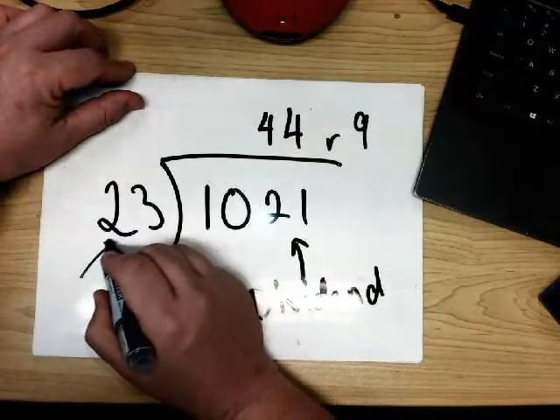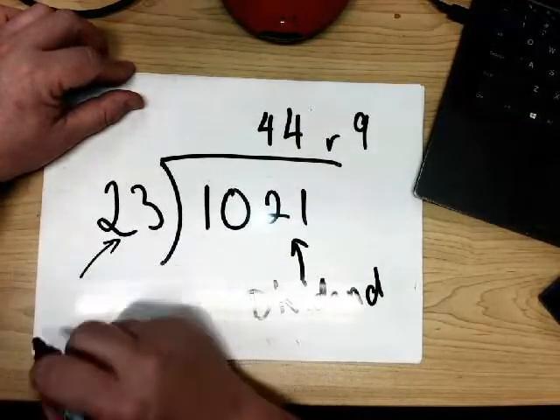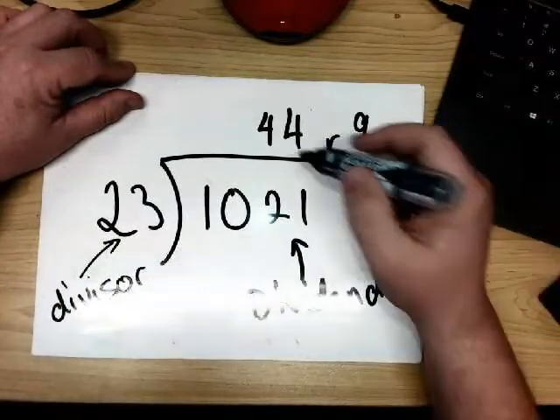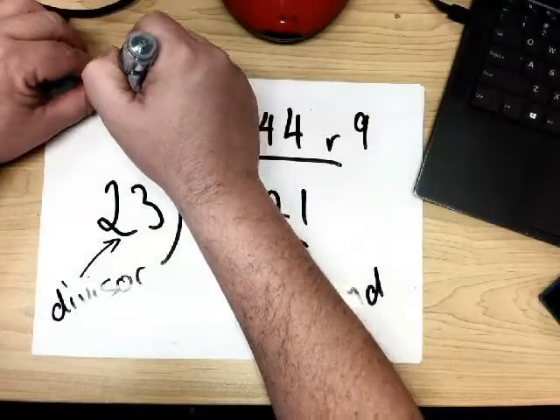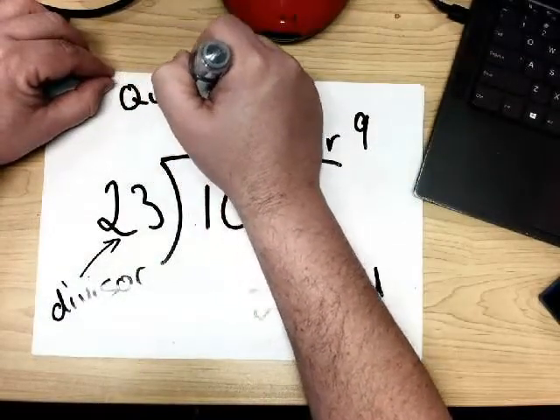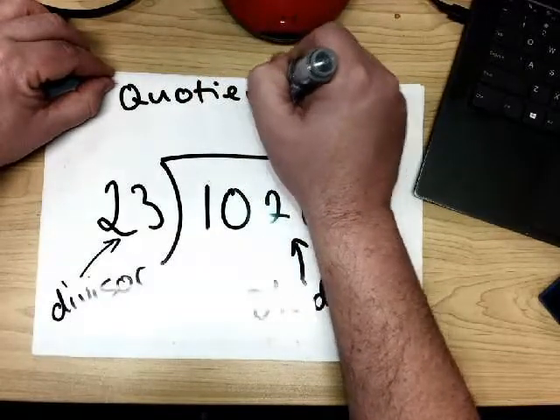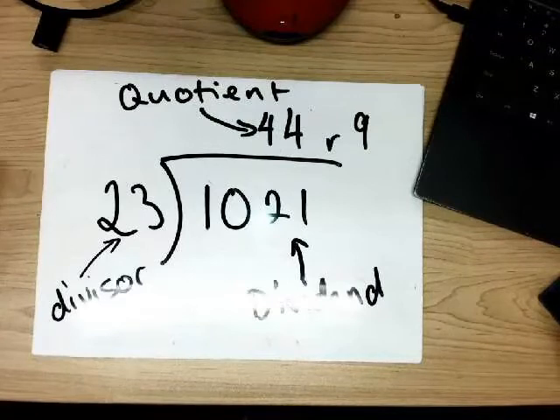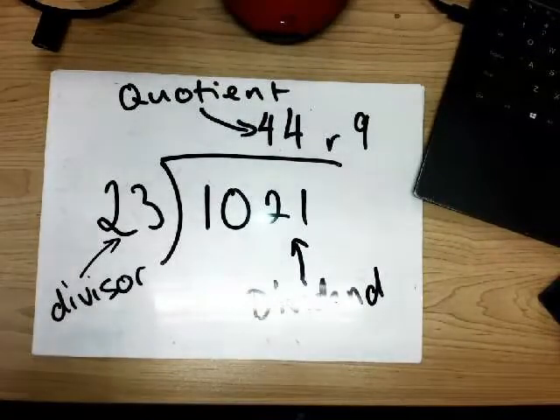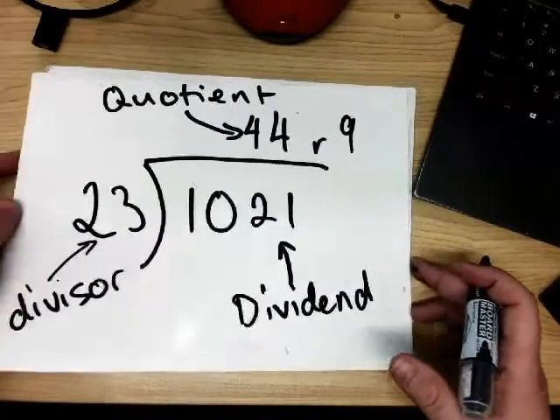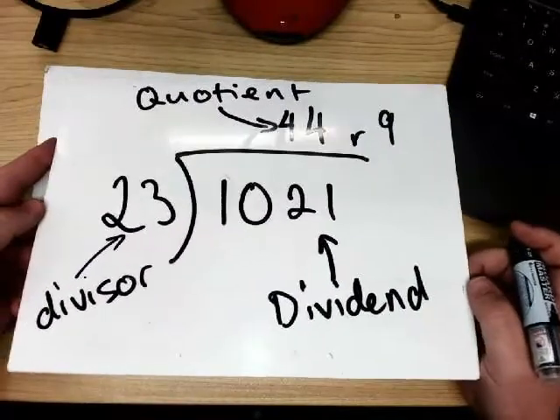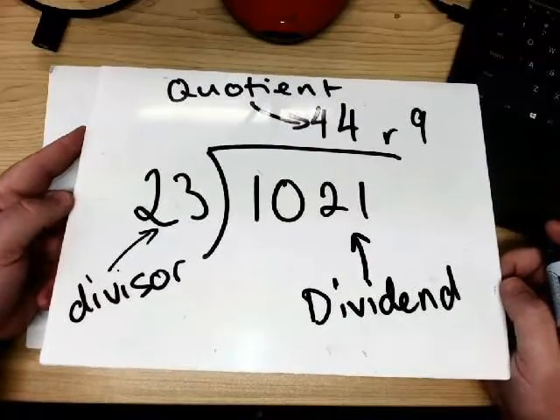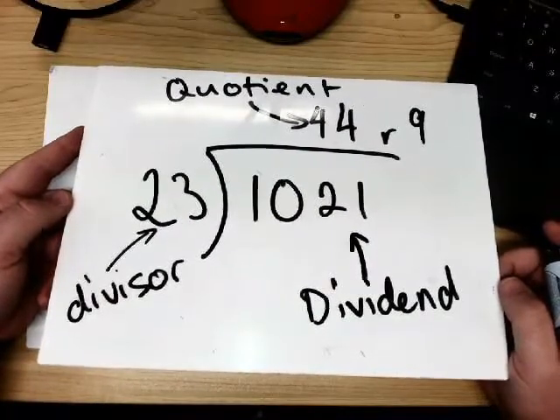Okay, so this is our dividend. This number here, the one we're dividing it by, is our divisor. And the answer we call our quotient. So that's the vocabulary there. We've got a dividend, our divisor, and our quotient. And that's how this works.